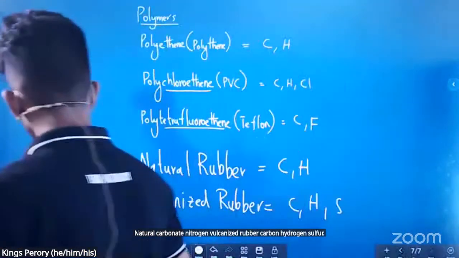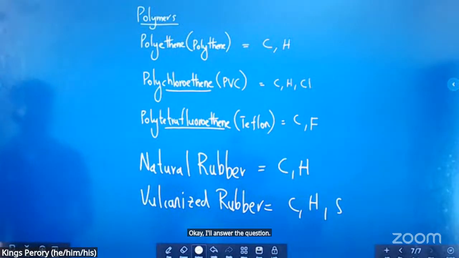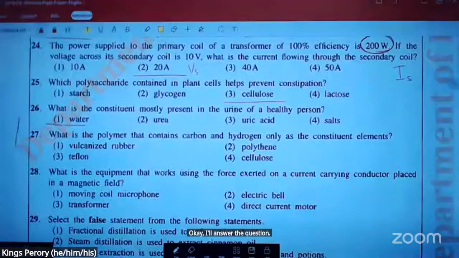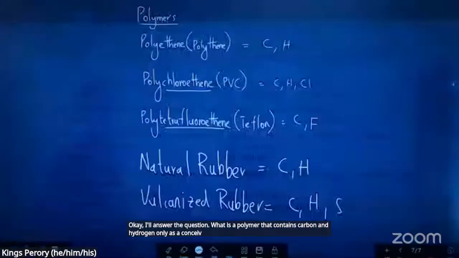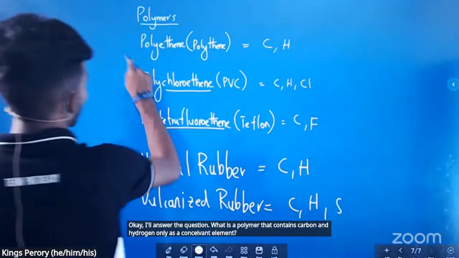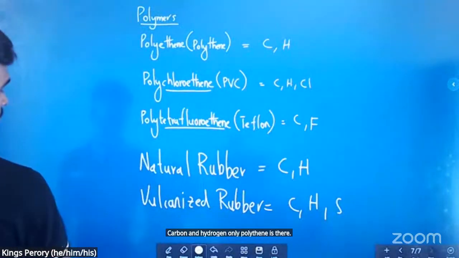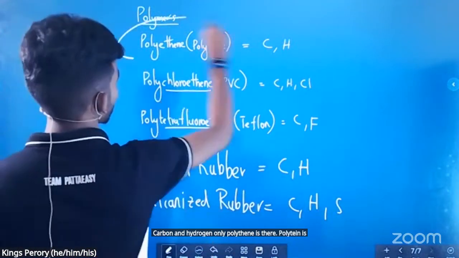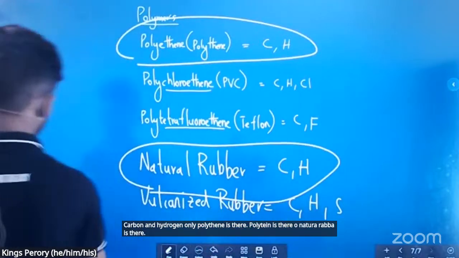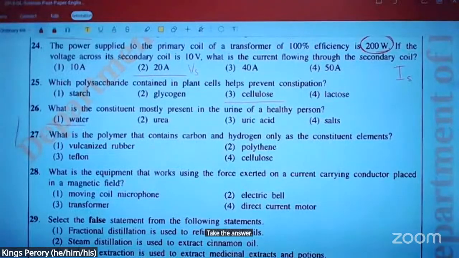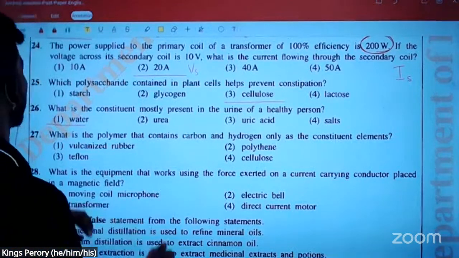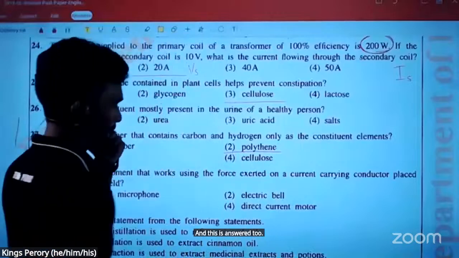Okay. Now answer the question here. What is a polymer that contains carbon and hydrogen only as constituent elements? Polythene is there, or natural rubber is there. Polythene, natural rubber. Check the answer. What's the answer? Answer 2.